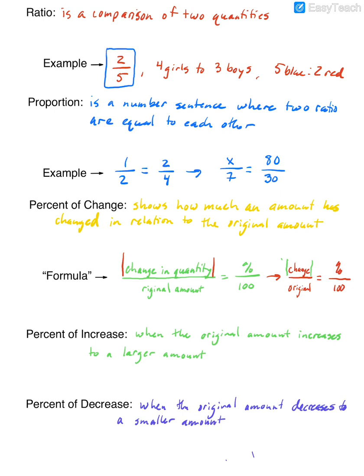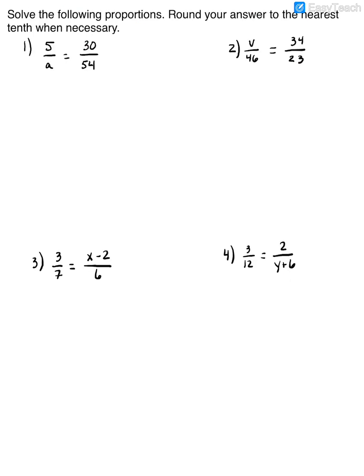Okay? So, just like the words say, percent of increases, so your starting amount goes up, and percent of decreases, your starting value goes down, basically, to a new smaller value. That's pretty self-explanatory. So now that we have those basics, we need to review how we're going to solve proportions.